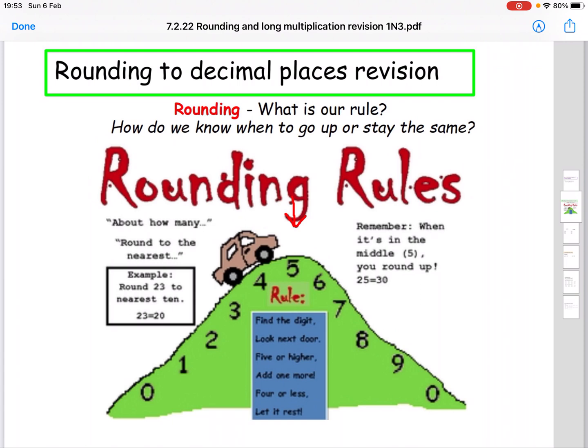There is a little poem down here that you might find helpful. It says, find the digit, look next door, 5 or higher, add one more, 4 or less, let it rest. So really just reinforcing the rule of 5 or higher is when we round up, okay? You can use that little visual there as a way to remember that 5 is your tipping point as to whether you round up or leave the digit as it is.